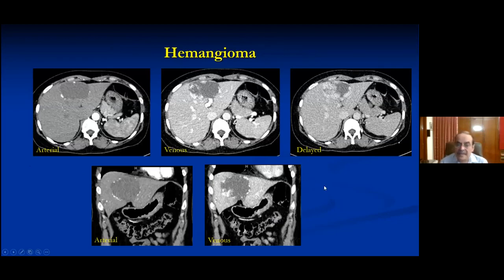Hemangioma typically occurs in about 10 to 15% of the general population. Mostly does not produce any symptoms unless it becomes very large, when it can cause pain.